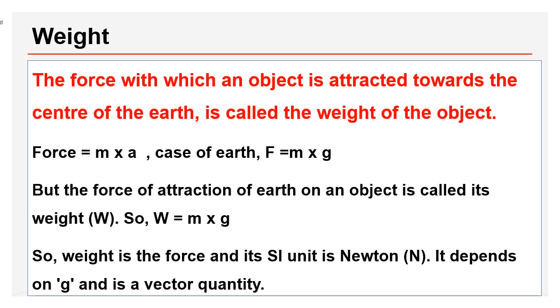Weight. The force with which an object is attracted towards the center of the earth is called the weight of an object. Force is equal to m into a, in case of earth F is equal to m into g. The force of attraction of the earth on an object is called weight, W, so W is equal to m into g. So weight is a force and its SI unit is Newton. It depends on small letter g and it is a vector quantity.